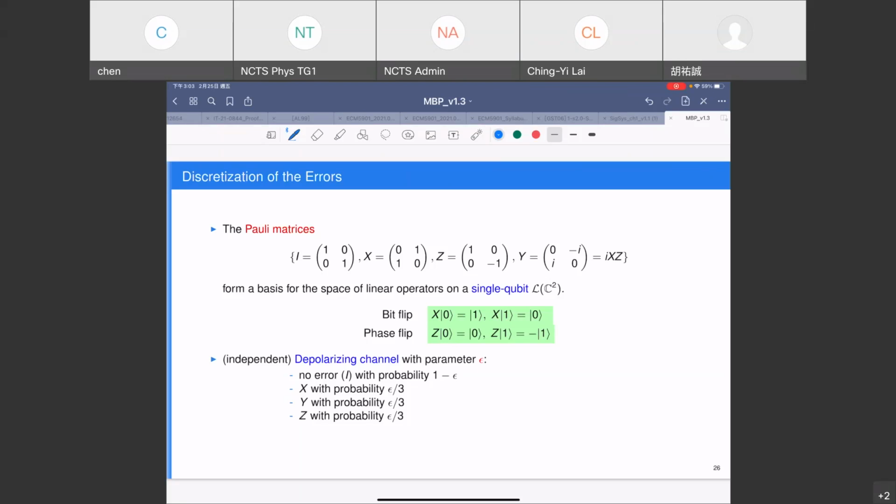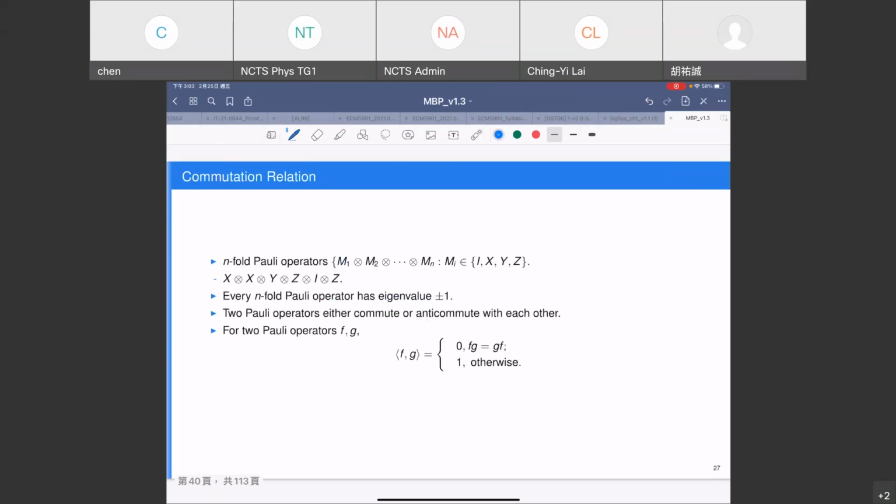And when you do the measurement, there is only one Pauli error left. So we only handle these discretized errors. So we can define quantum codes like classical codes.